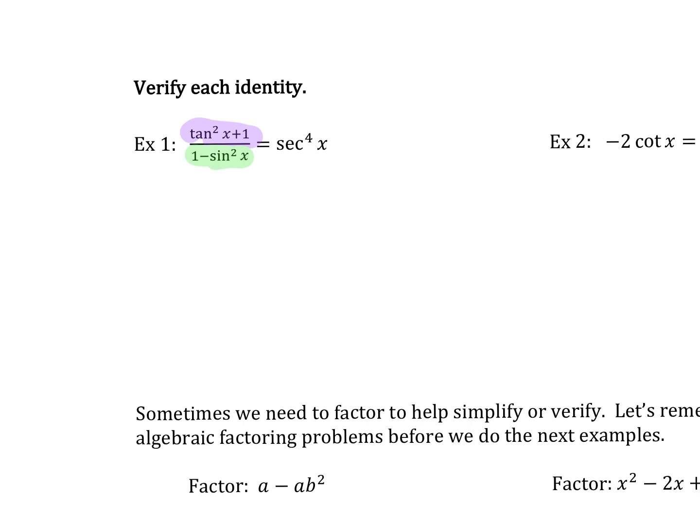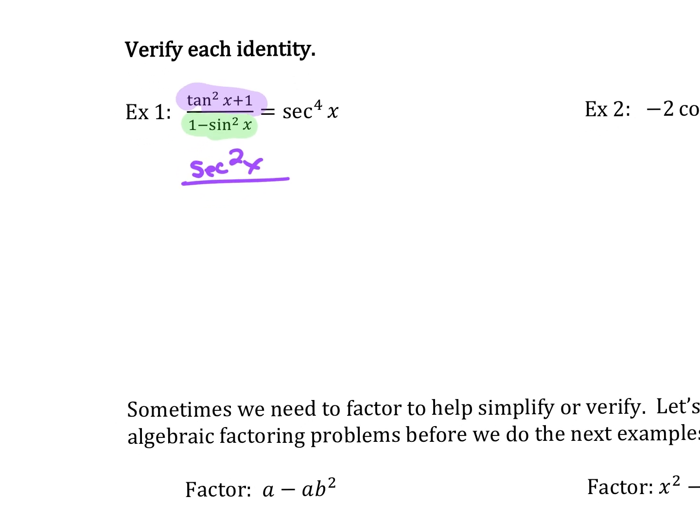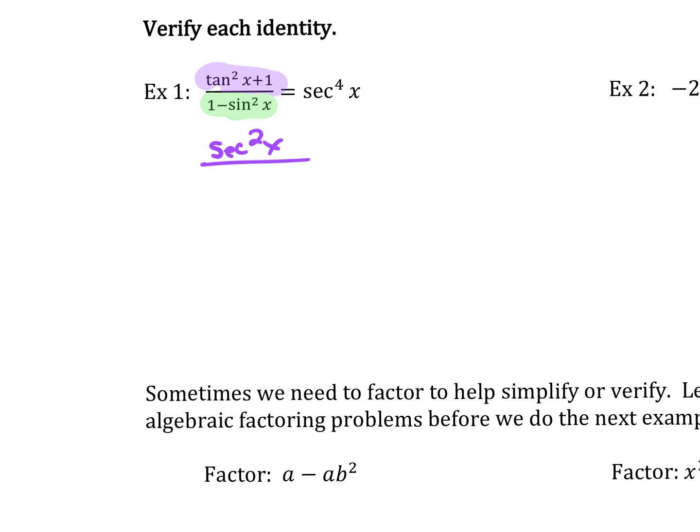One plus tangent squared x is secant squared x. So the numerator is secant squared x all over, Brendan, 1 minus sine squared x. What does that give us? Cosine squared x. Yeah, that's right. Good. And now we need to do some rewriting.